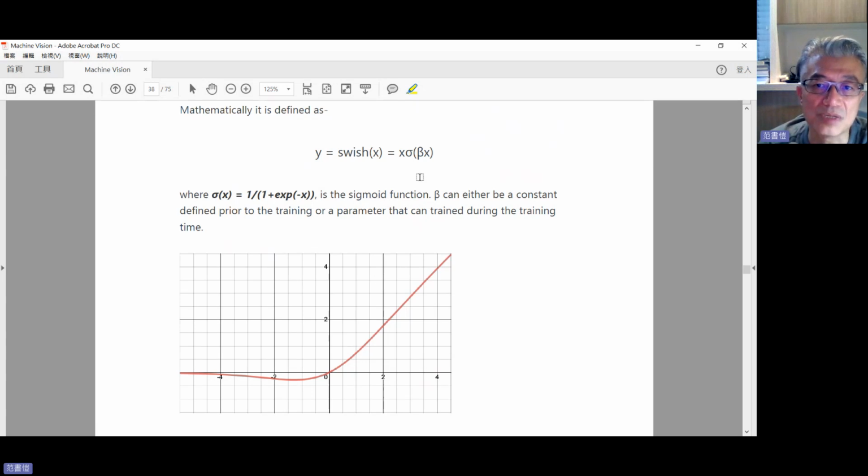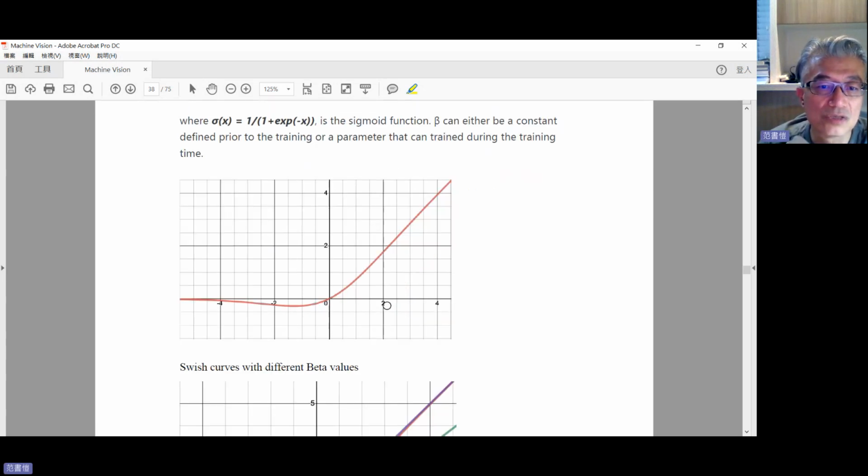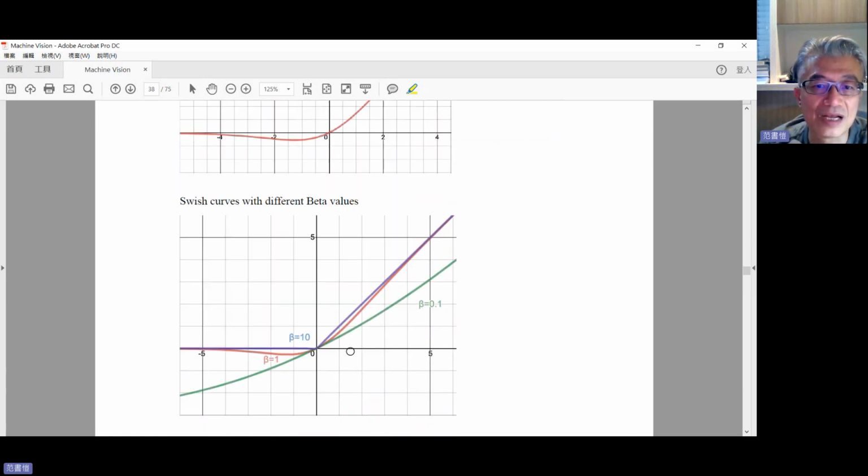Initially beta can be large and it is monotone decreasing. Look at the Swish curve with different beta. If the beta is quite small, you can see that it's like a straight line. If the beta is quite large, it has more curvature and then is still close to the 45 degree.